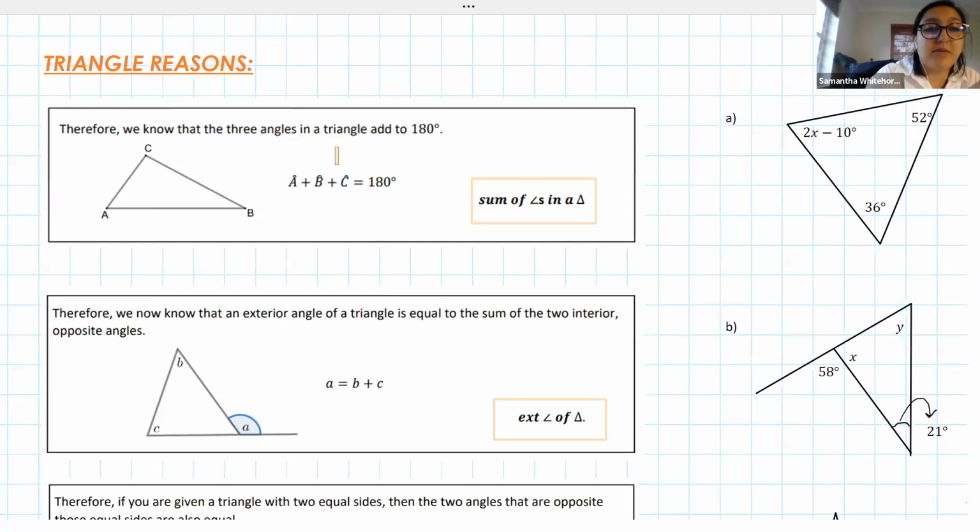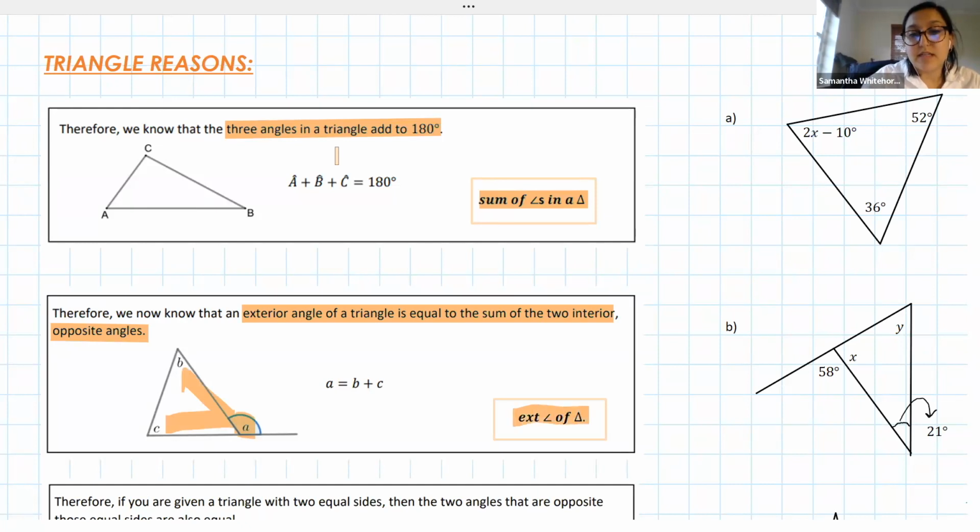Right. So the first one that we learned was the fact that the 3 interior angles of a triangle add up to 180 degrees. And this is because of sum of angles in a triangle. The next reason that we learned was the fact that the exterior angle of a triangle is equal to the sum of the 2 interior opposite angles. So what that means is that this angle A outside my triangle is equal to B plus C.